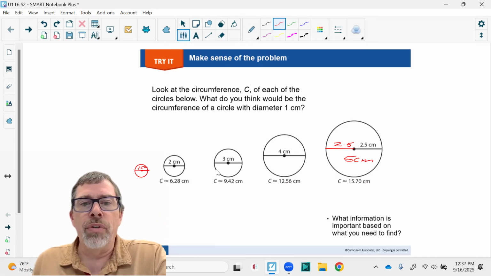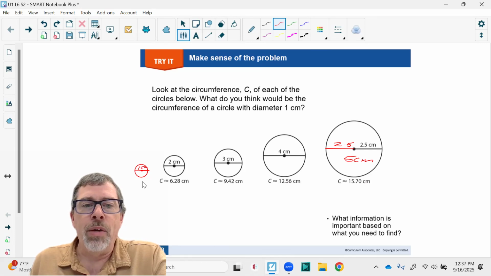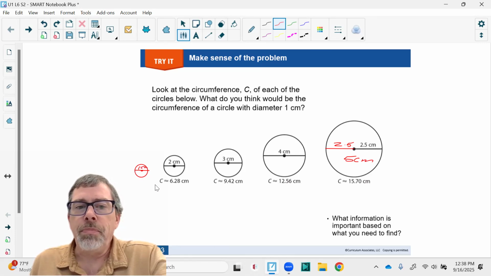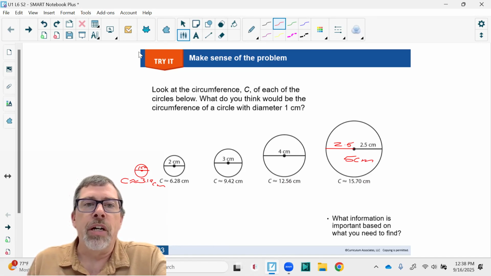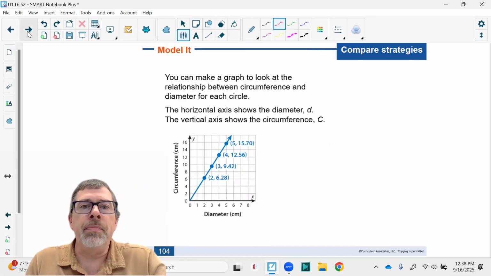Well, look at the circumferences of the others. It went from 15.7 down to 12.56, down to 9.42, and we're decreasing by 1 here, 5, 4, 3, 2, 1. And 3 was 9.42, and then this is 6.28, and they're saying, what do you think this would be? Well, hopefully you thought it might be about 3.14 cm. And we'll talk about that in this lesson.